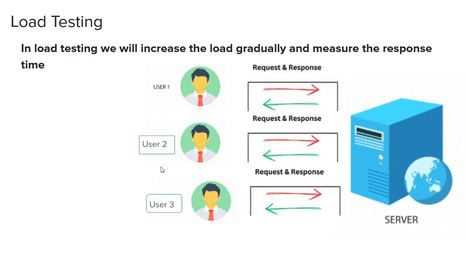So when the load is gradually increasing, if the response time is degrading in a very observable manner, then we should inform the developers to improve the performance of the application. Because if the load increases and the application becomes slow, then users will not like it. Slow application, no one likes it.